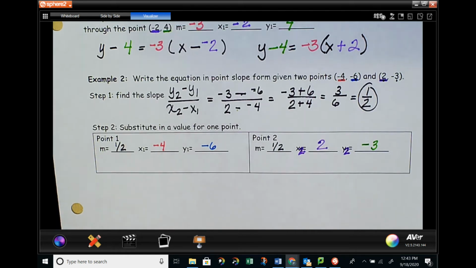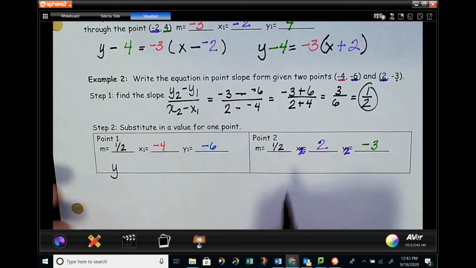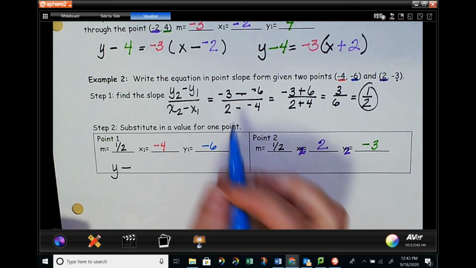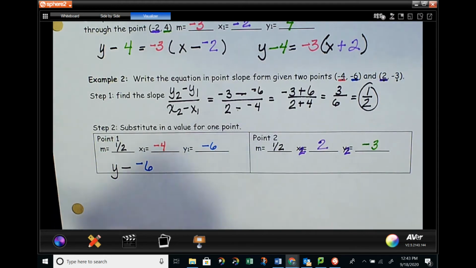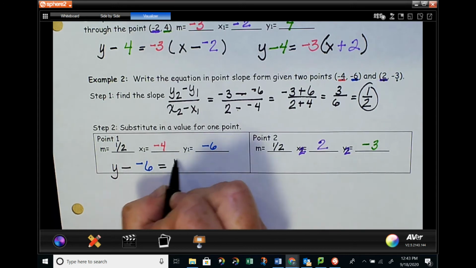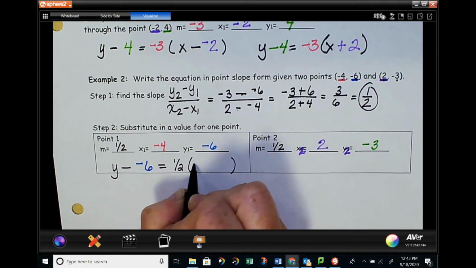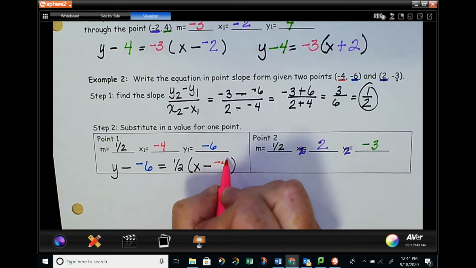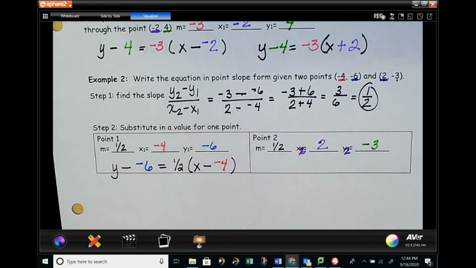So now we're just going to plug it in like we did before. y, and then you're going to go minus, and we're always going to go minus the y1. So the y1 is -6, so we put that in. Equals, and then my slope was 1/2, so I just plugged in my slope. And then you're going to go x minus whatever this one is, which is -4. And then we clean it up a little bit.